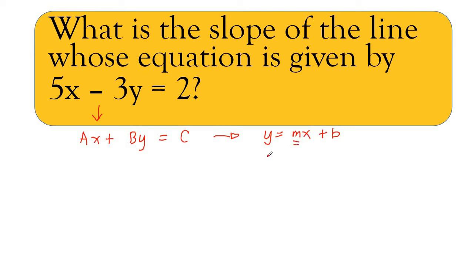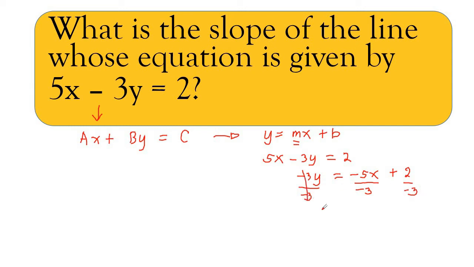So, if our equation is 5x minus 3y is equal to 2, this is the same as negative 3y is equal to, transpose 5x to the other side of the equation, negative 5x plus 2. Divide both sides by negative 3 so that we can find the value of y.